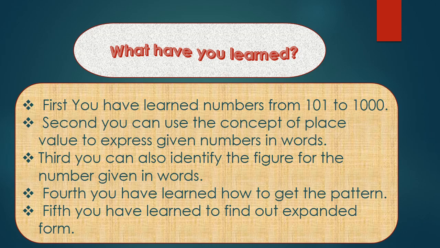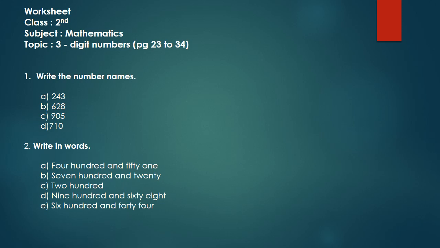Children, what have you learned in this video? First, you have learned numbers from 101 to 1000. Second, you can use the concept of place value to express given numbers in words. Third, you can also identify the figure for the number given in words. Fourth, you have learned how to get the pattern. Fifth, you have learned to find out expanded form. I hope you have understood the topics very well. Now you have to do this worksheet in your notebook.